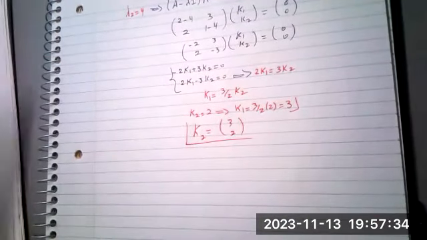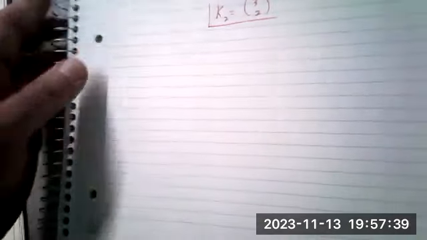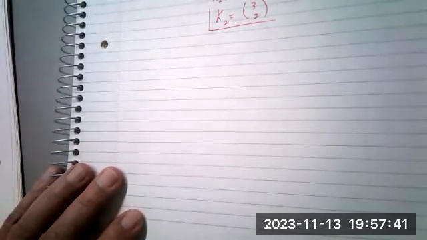So go back, rewrite it to give us the general solution. So what's going to be the general solution now?